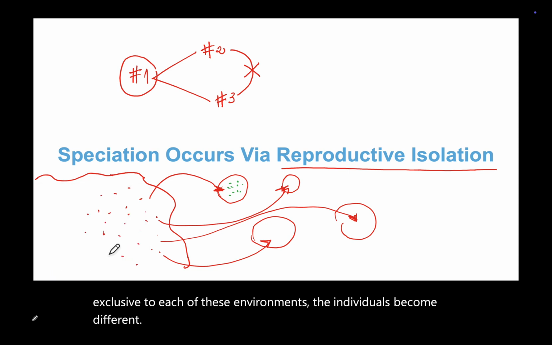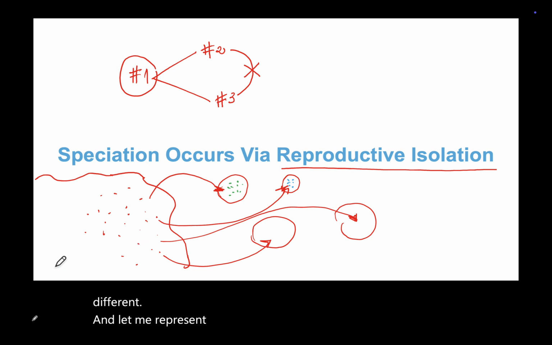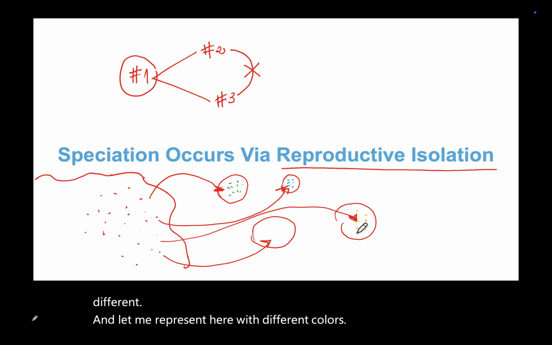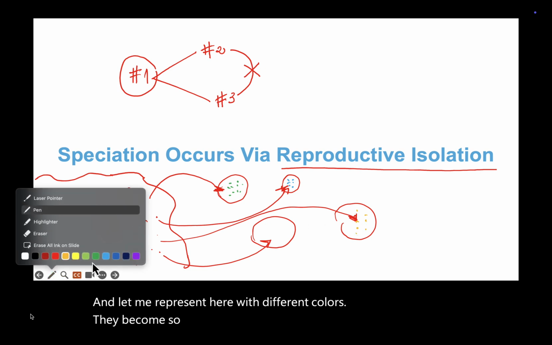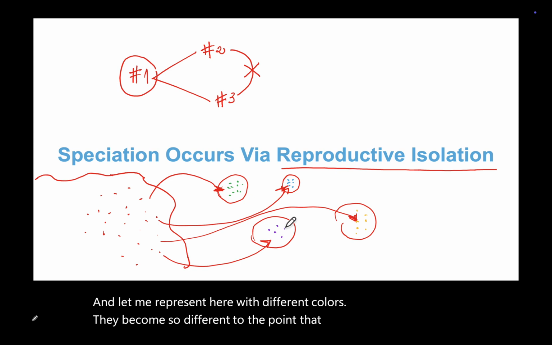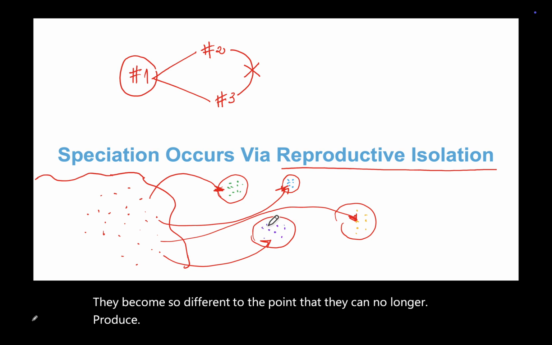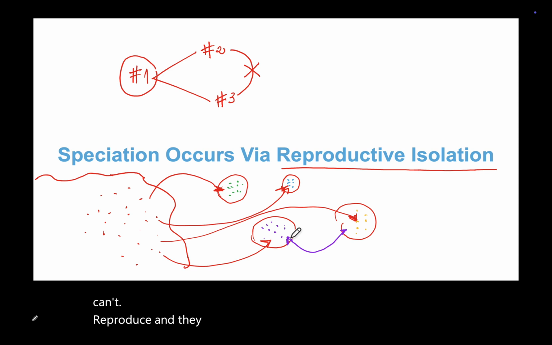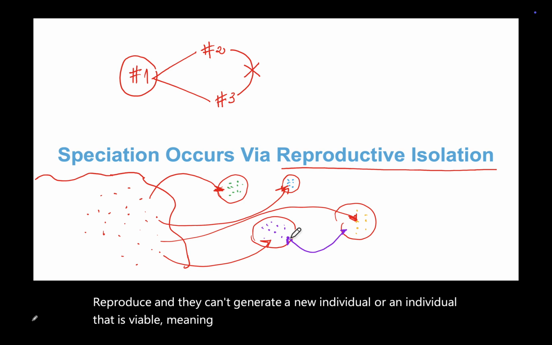And let me represent that here with different colors. They become so different to the point that they can no longer produce new offspring. If these two organisms find each other, they can't reproduce and they can't generate a new individual, or an individual that is viable, meaning that the new individual is also reproductively active. Okay?